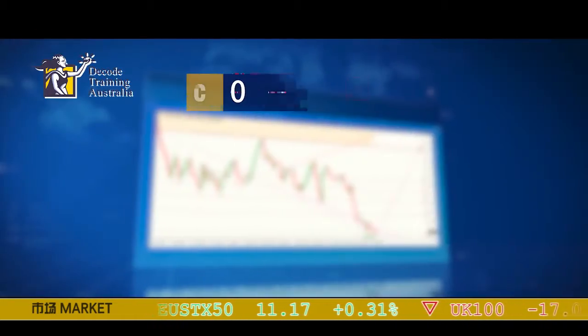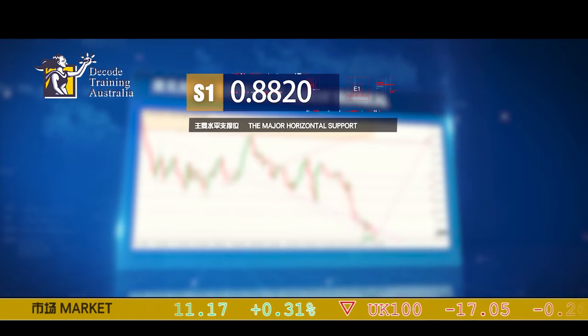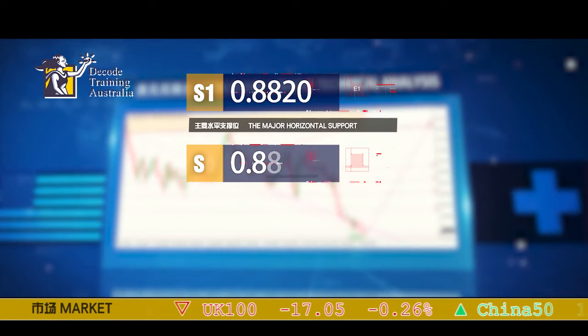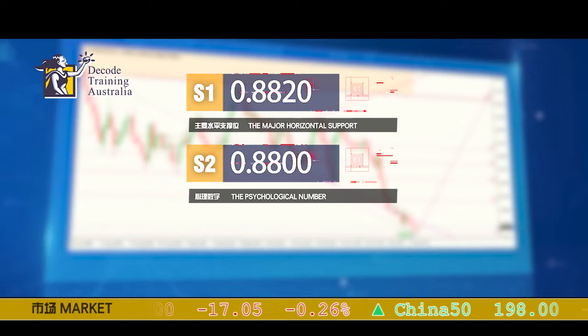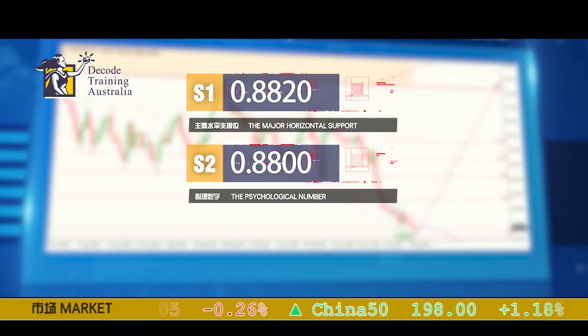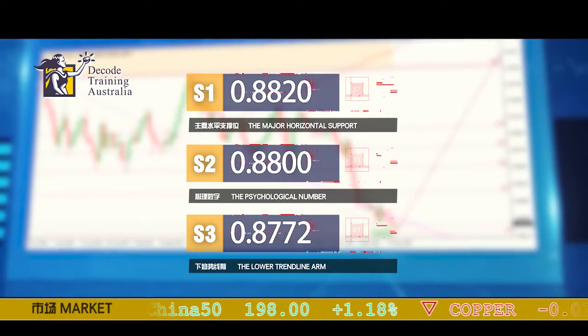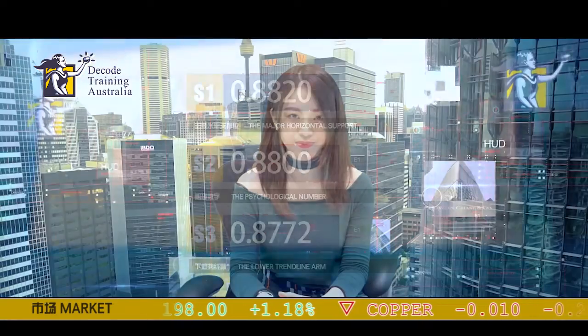Now on the downside, the price of the US Swiss pair may find some critical support levels near the listed price tags. Looking at the chart carefully, the first support will be 0.8820, which is the major horizontal support. The second support will be 0.8800, which is the psychological number, and the last support will be 0.8772, which is the lower trendline arm.